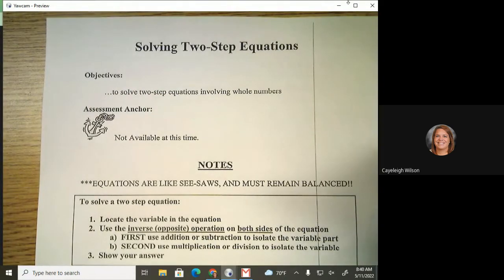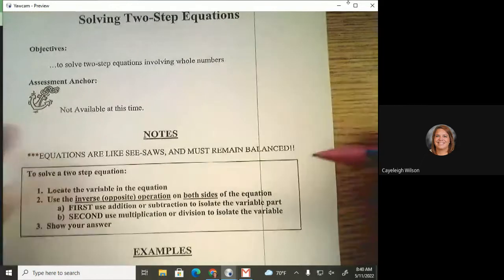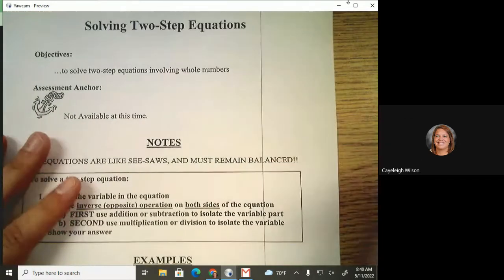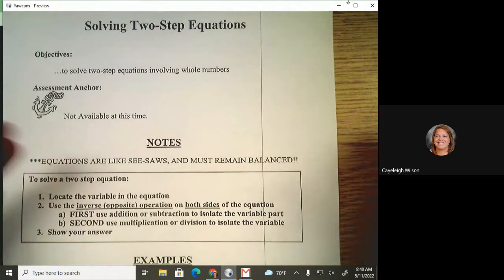Now, I'm going to go over here on this side and go over some one-step equations real quick just before we get back into the two-step. But remember, when you solve an equation, you have to keep it balanced. Whatever you do to one side, you do to the other side. The opposite of addition is subtraction. The opposite of multiplication is division.